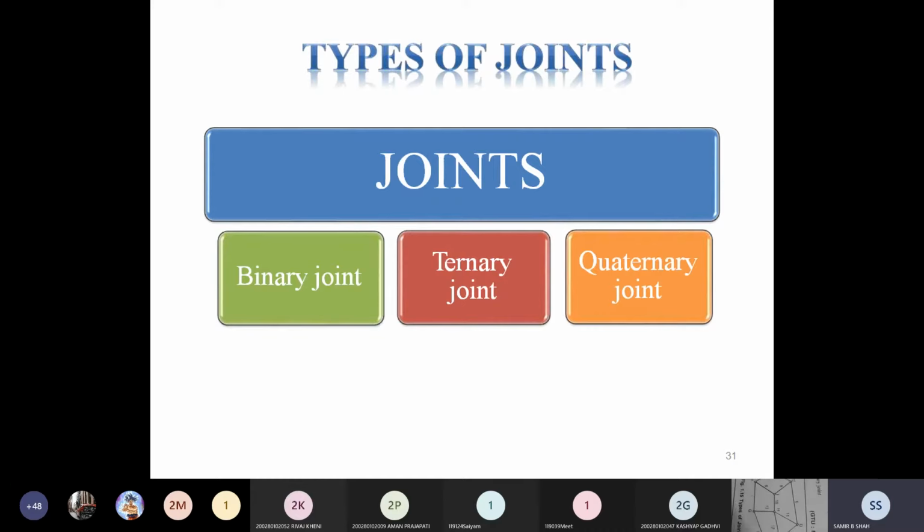Sometimes the total number of joints is asked in your exam with a figure. At that time, remember: 3 times the number of quaternary joints, plus 2 times the number of ternary joints, plus the number of binary joints. Based on that, we find the total number of joints.